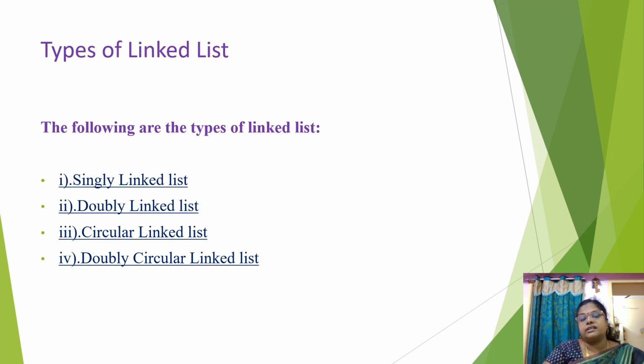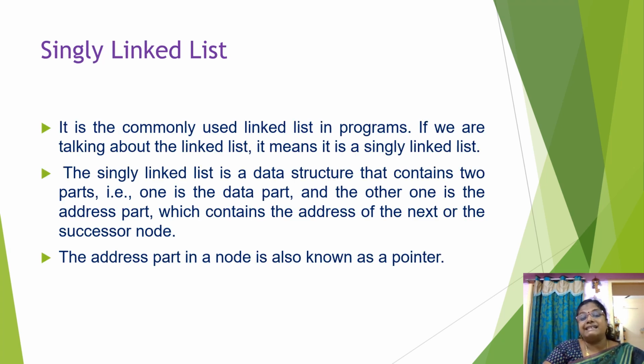Types of linked list. The following are the types of linked list: singly linked list, doubly linked list, circular linked list, doubly circular linked list. First one is the singly linked list. It is the most commonly used linked list in programs. If we are talking about the linked list, it means it is a singly linked list. The singly linked list is a data structure that contains two parts. One is the data part, the other one is the address part, which contains the address of the next or the successor node. The address part in a node is also known as a pointer.